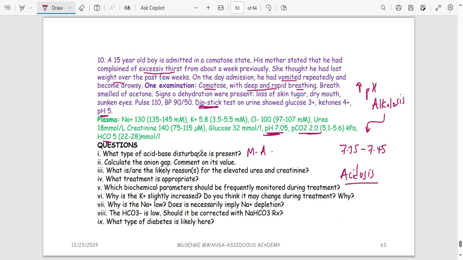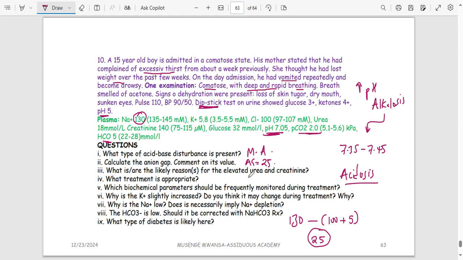Calculate the anion gap. We are going to get the sodium 130. I'm not going to add potassium. I'll just remove chloride, which is 100. Then also remove bicarbonate, which is 5. This is going to give us like a 25. So the anion gap is 25, and that is high.